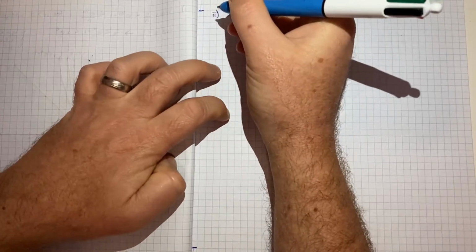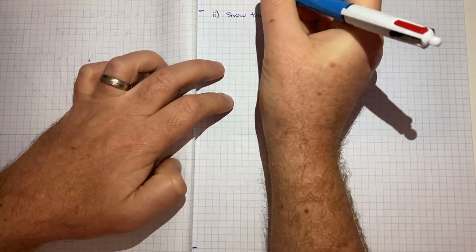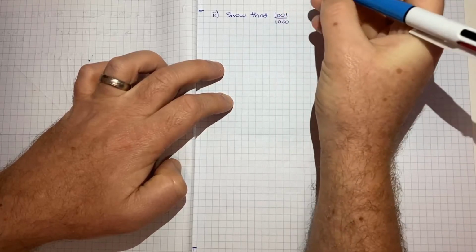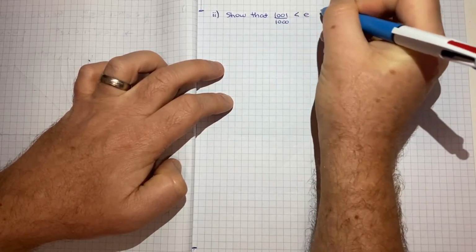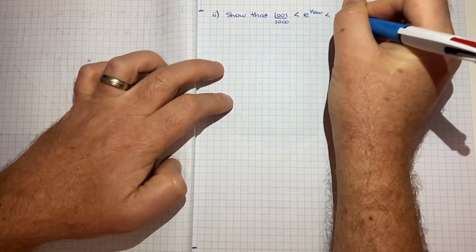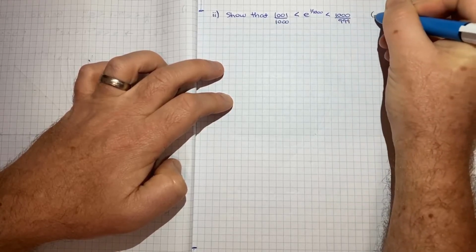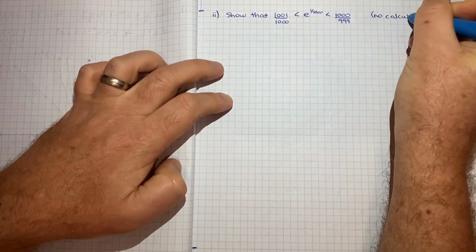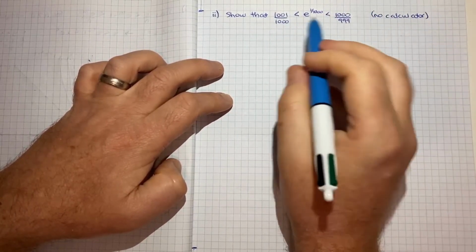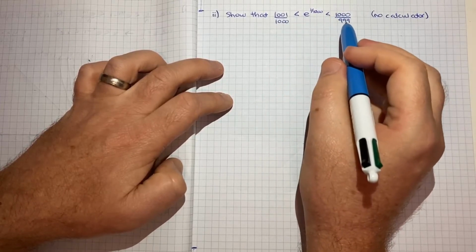Because for part 2 it's asking us to show that 1001 on 1000 is less than e to the 1 on 1000, which is less than 1000 on 999, but with no calculator. Because obviously this would be very easy with a calculator, you just key them all in. But without a calculator, we now need to kind of turn our thinking caps on.